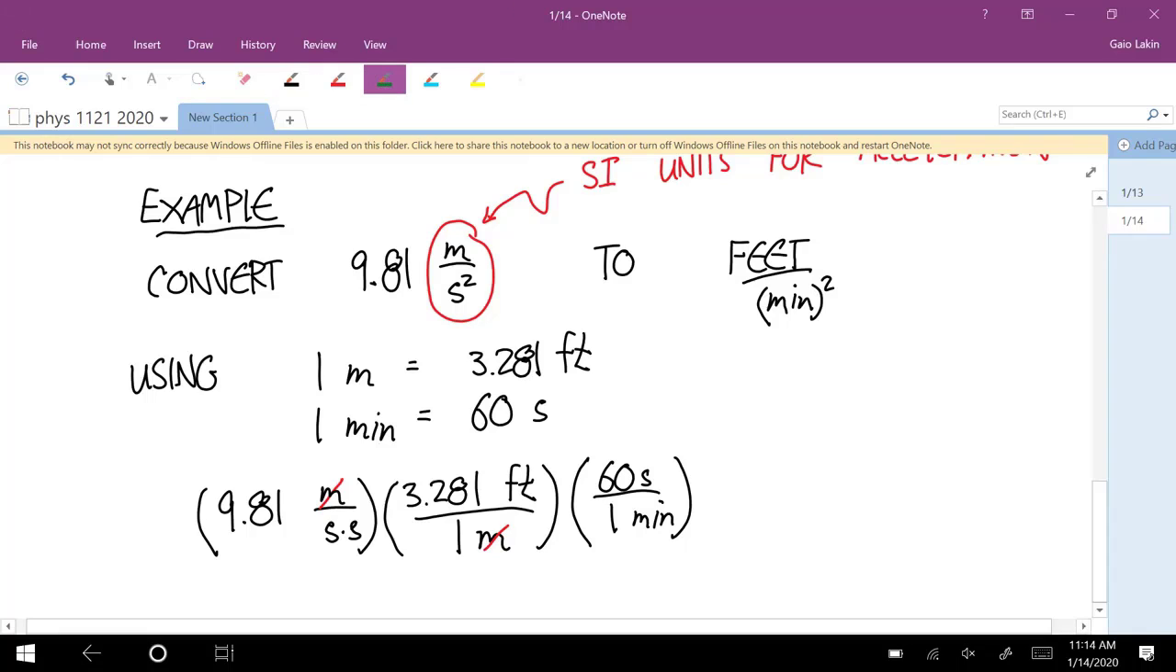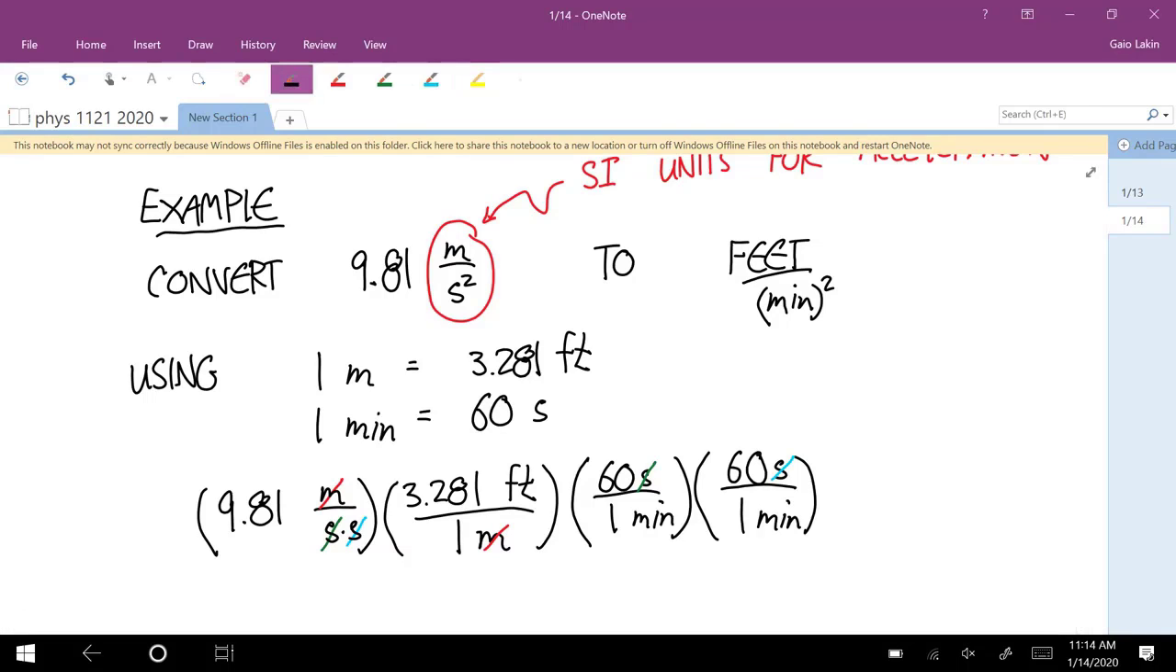And that cancels one of these seconds. You're just doing this math as if those are algebraic variables, as if they're x or y or whatever. But we still have this other second left, so we have to do it one more time. So multiply by 60 seconds over 1 minute. And that cancels the other seconds. And so now our units are right.